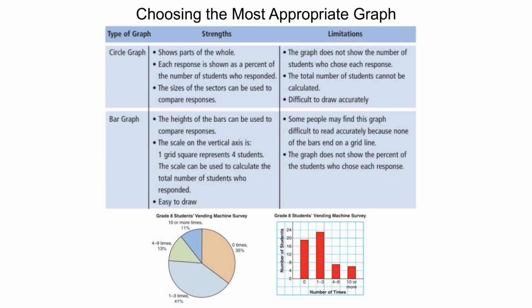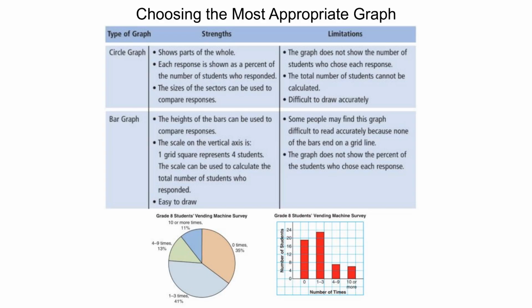With the bar graph, the heights of the bars can be used to compare responses. For the scale of the vertical axis, remember the vertical axis is the one that's going up here, the y-axis, 1 grid square represents 4 students. The scale can be used to calculate the total number of students who responded, and bar graphs are quite easy to draw.